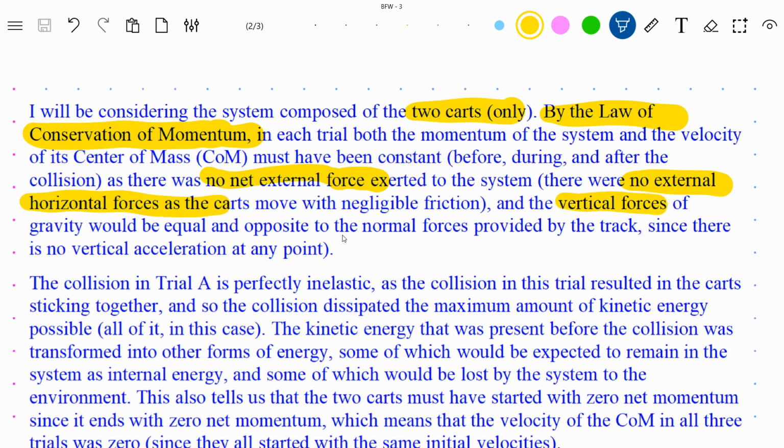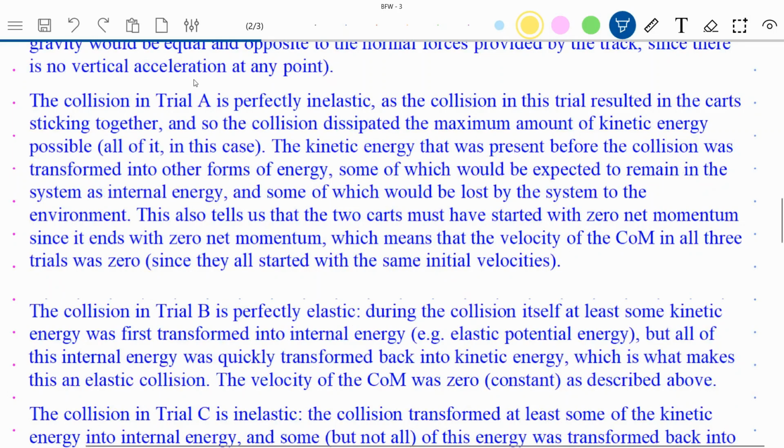I also elaborate that the vertical forces would be, in effect, balanced with the force of gravity down and a normal force upwards. So definitely no net force in either horizontal or vertical. I then go on to specifically talk about each trial. And as you can see, I kind of broke this up a little bit. So yeah, it's not exactly a quote paragraph, but I've discussed that in an earlier video.